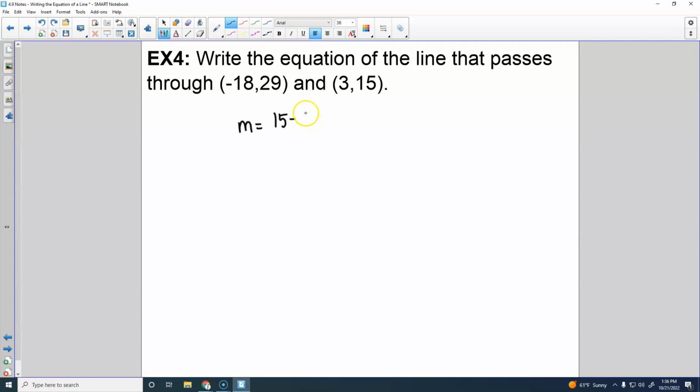You said 19, but you meant 29, right? Okay, because there's not a 9. And then you said 3 minus, perfect. So that is going to give us negative 14 over 21. What can we divide it by? 7. So that will give me negative 2/3. So that is my slope. That means I've got y equals negative 2/3 x plus b.